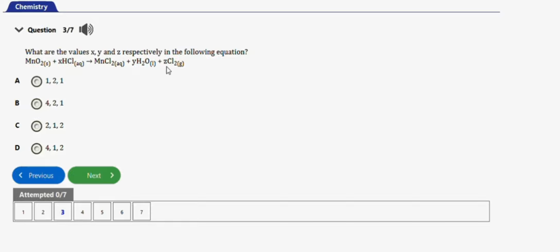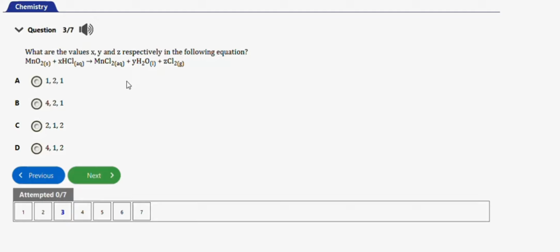So that means this value of Z, nothing is added to it, it will be 1. So that means in this equation we balanced, our value of X here is 4, our value of Y here is 2, and our value of Z here is 1. So the right option to this question is option B. So when you put these values respectively for X, Y, and Z, that's 4, 2, and 1, you're going to have a balanced equation for this reaction.